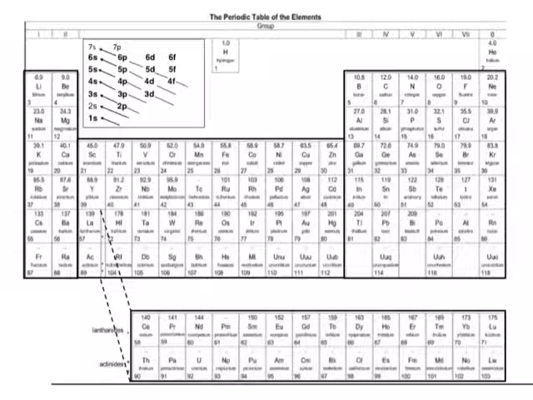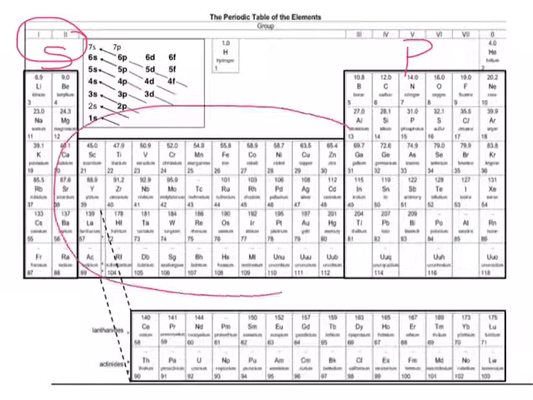In A level, we realize that the elements can also be categorized according to the subshell to which the last electron is added. Take for example, group 1 and group 2 are known as S block elements because the last electron is added to the S subshell. Group 3 all the way to group 0 are known as P block elements because the last electron is added to the P subshell. Now let's focus on the middle block of elements here. The last electron is added to the D subshell. Thus, they are known as D block elements.